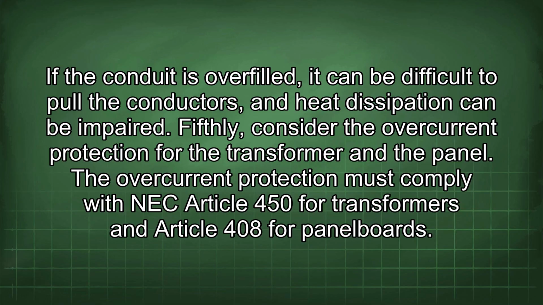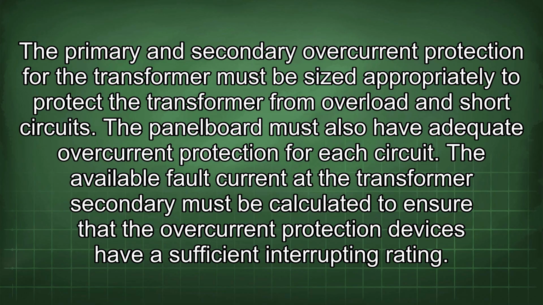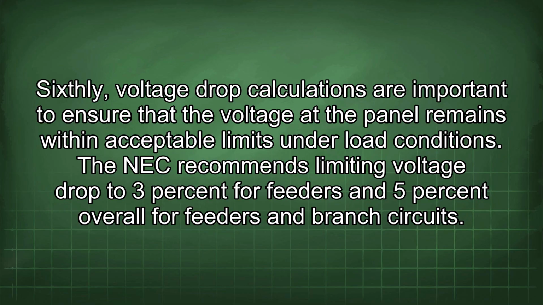Fifthly, consider the overcurrent protection for the transformer and the panel. The overcurrent protection must comply with NEC Article 450 for transformers and Article 408 for panelboards. The primary and secondary overcurrent protection for the transformer must be sized appropriately to protect the transformer from overload and short circuits. The panelboard must also have adequate overcurrent protection for each circuit. The available fault current at the transformer secondary must be calculated to ensure that the overcurrent protection devices have a sufficient interrupting rating.